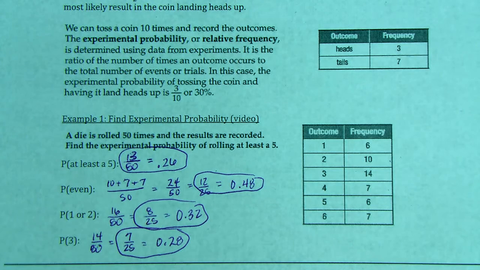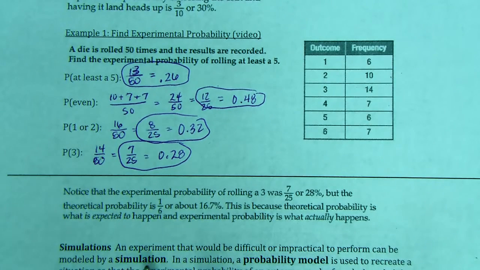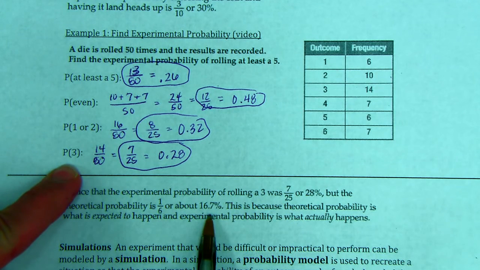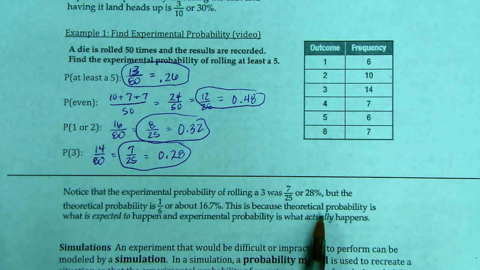And that's what I'm talking about right here. It says, notice the experimental probability of rolling a 3 was 7 over 25, 28% right here. Well, we know that it's actually 1 out of 6, which is 16.7%. So theoretically, you expected it to happen less. It happened more than you expected it to happen. But that's because it's an experiment. Remember, the more you do this, the likelihood that it will become closer and closer to the theoretical becomes better.